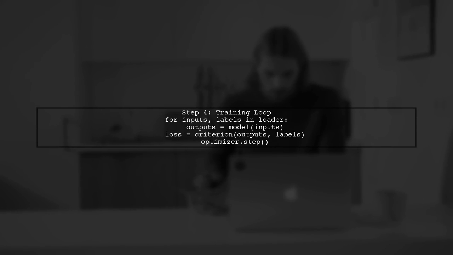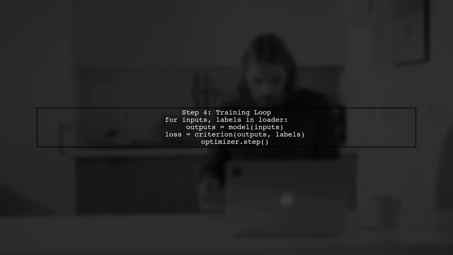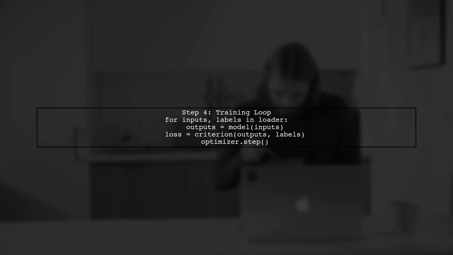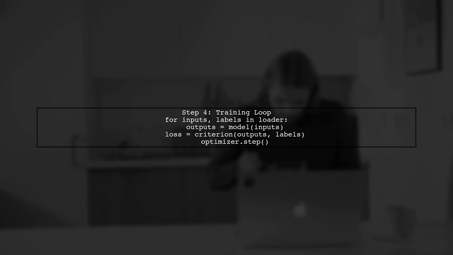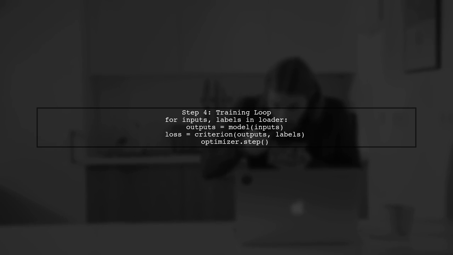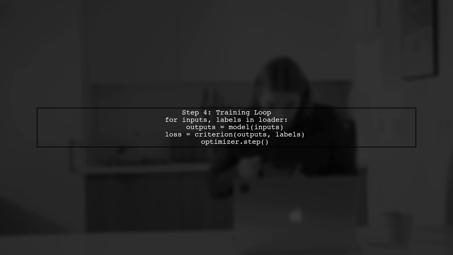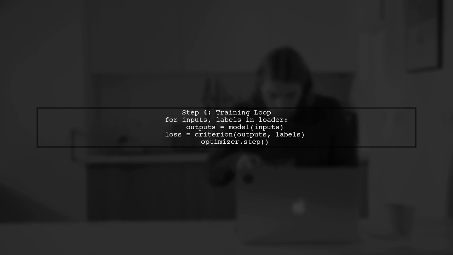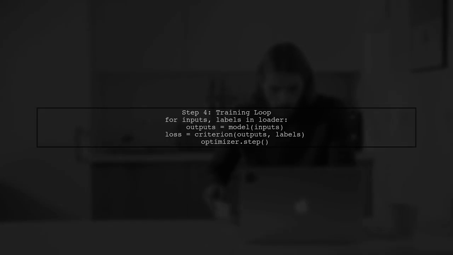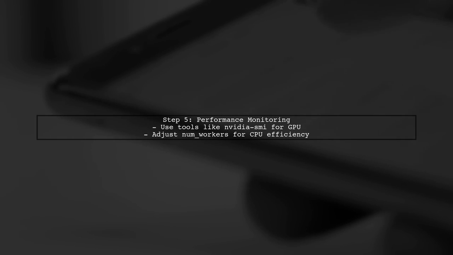Now, during training, the DataLoader will load batches of data asynchronously. This means while the model is training on one batch, the next batch is being loaded in the background. Finally, monitor your GPU and CPU usage to ensure that your system is efficiently utilizing resources. Adjust the num_workers parameter based on your CPU cores for optimal performance.